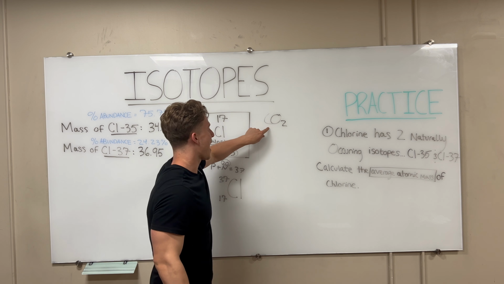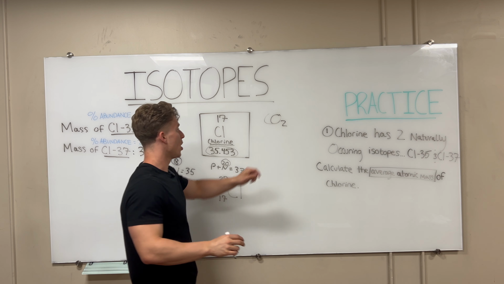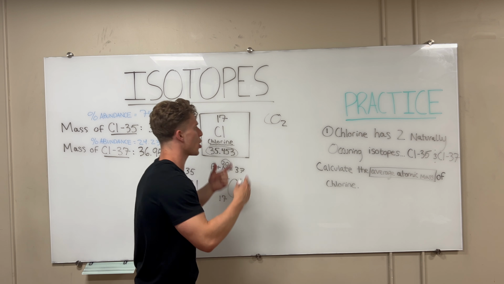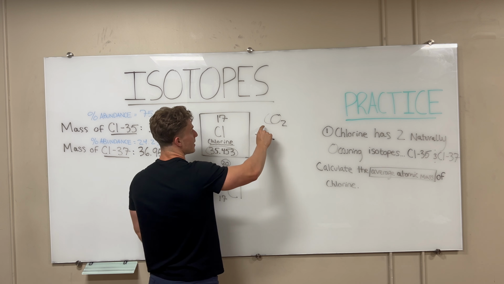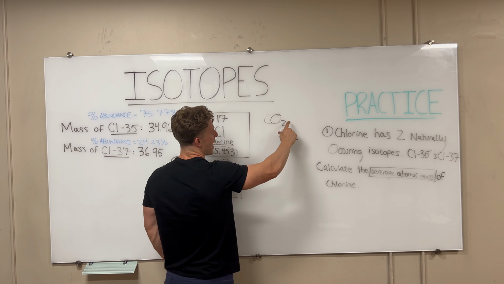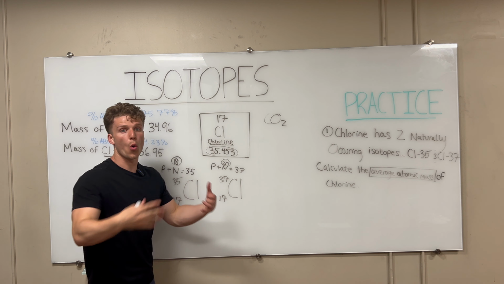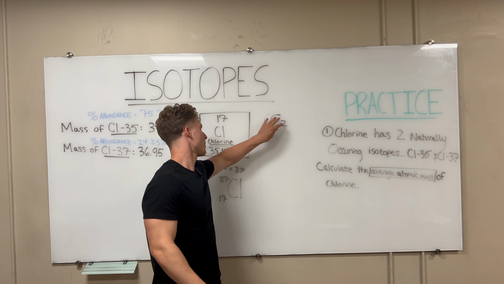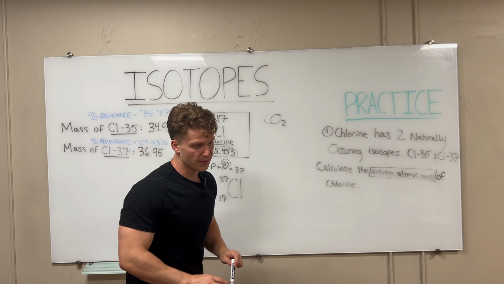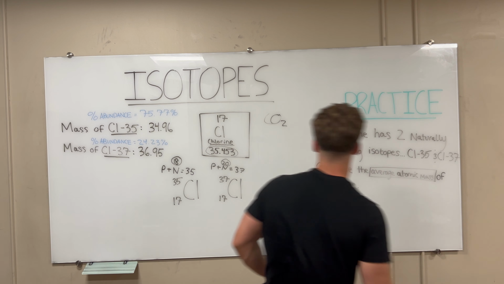If you wanted to find the average atomic mass or molar mass of the molecule CO2, all you'd have to do is add up the mass of carbon and the mass of these 2 oxygens, and you have the total molar mass or average atomic mass of that molecule, right? But this video is focusing more on isotopes.